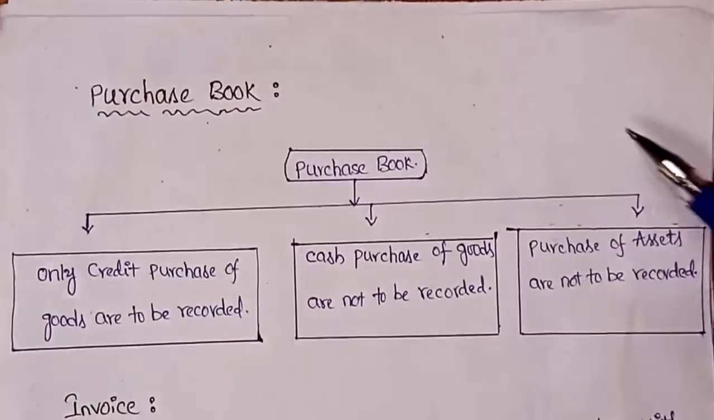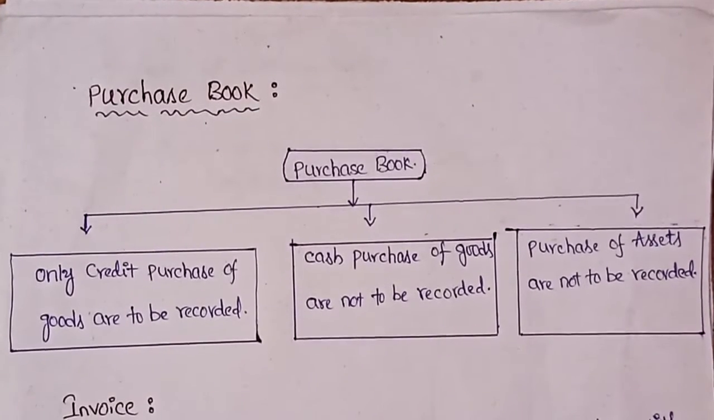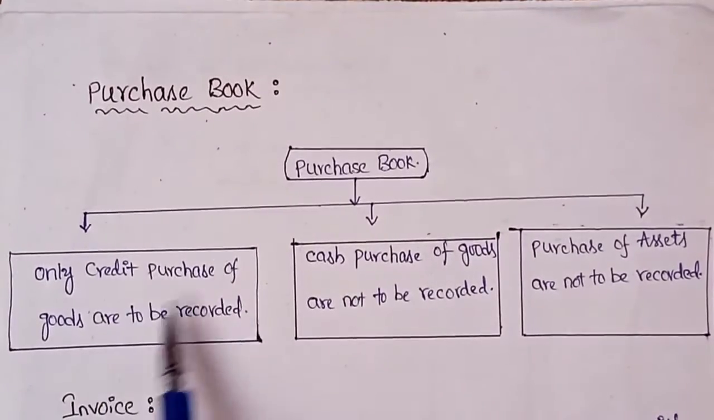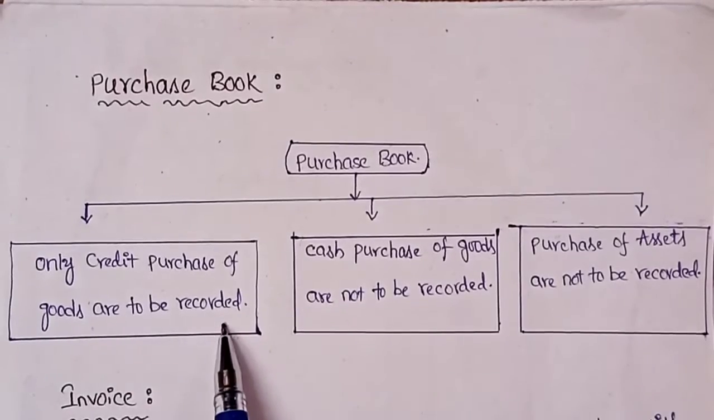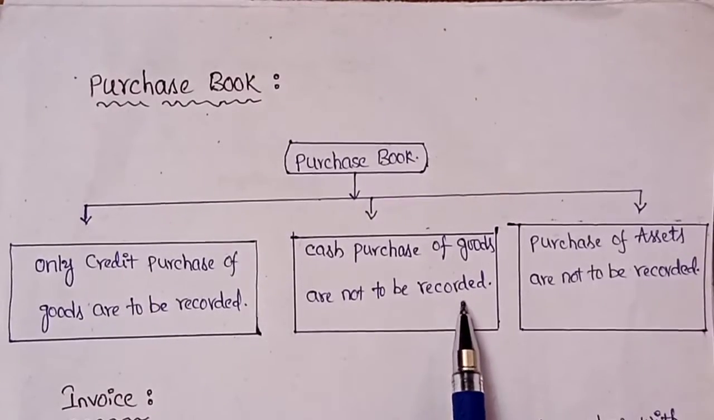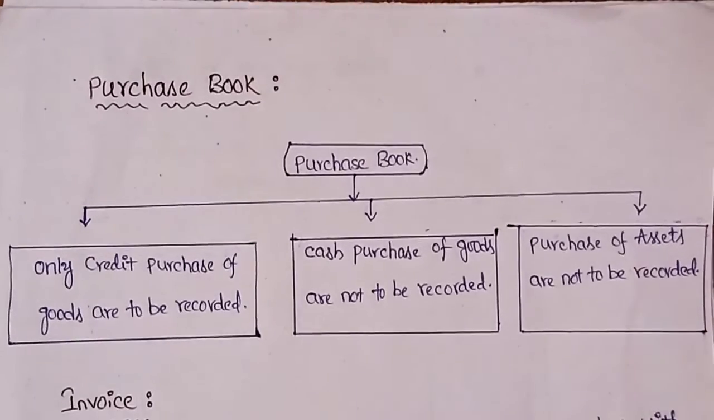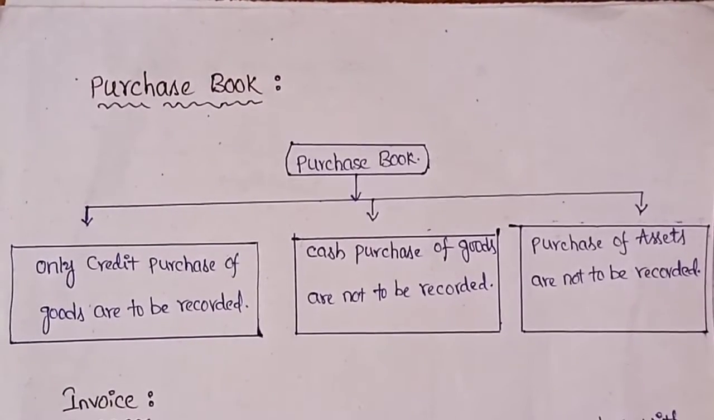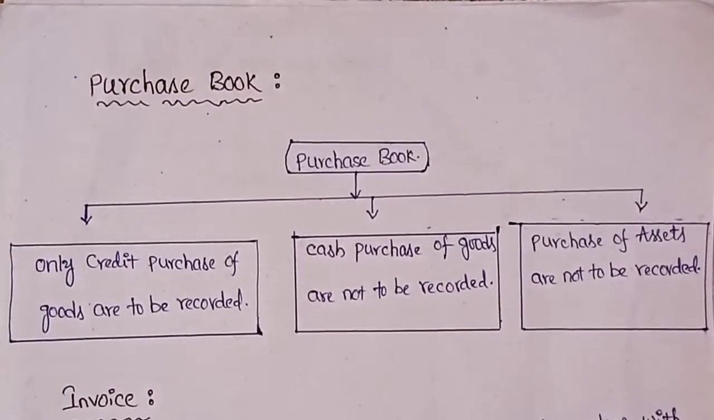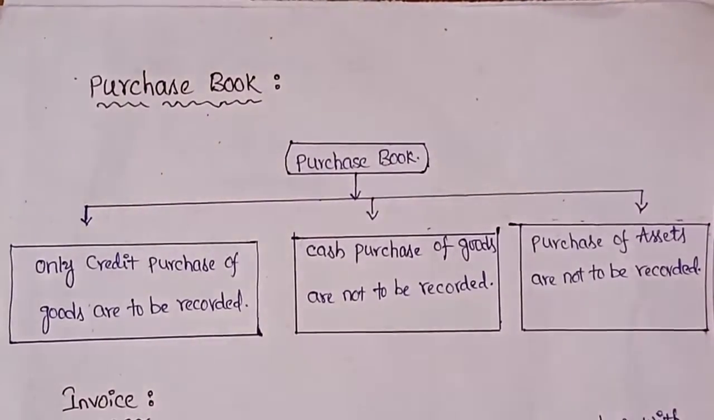First of all, purchase book. In the purchase book, only credit purchases of goods are to be recorded, and cash purchase of goods and purchase of assets are not to be recorded. That means in purchase book we record only credit purchases of goods, and we won't record cash purchase of goods and purchase of assets. So this is about purchase book.